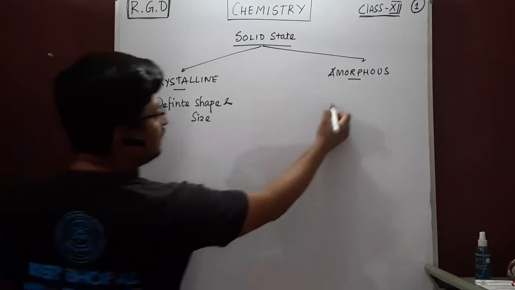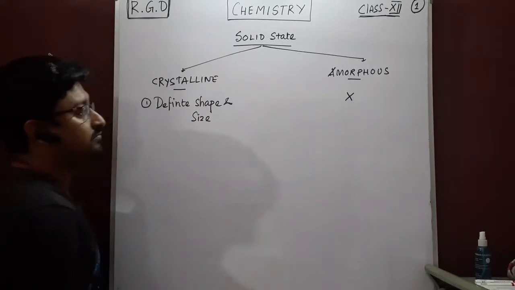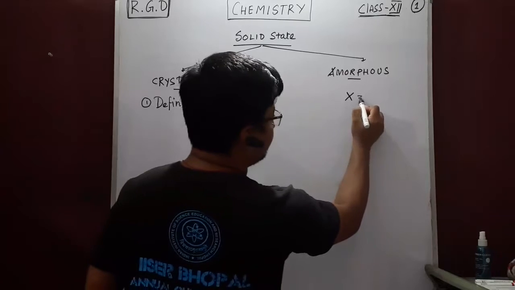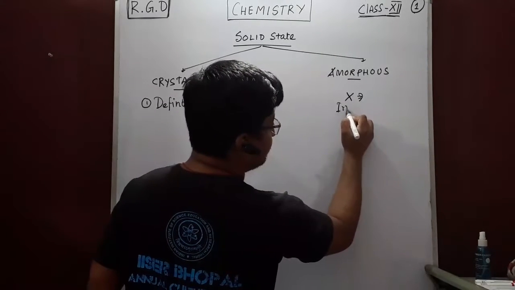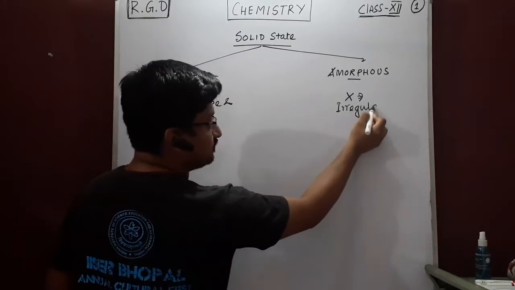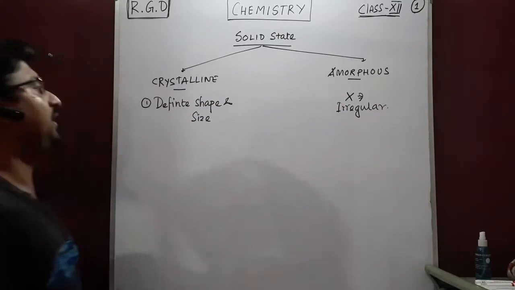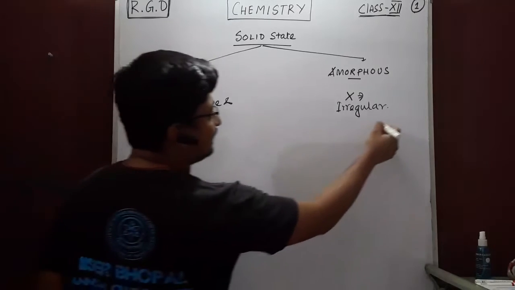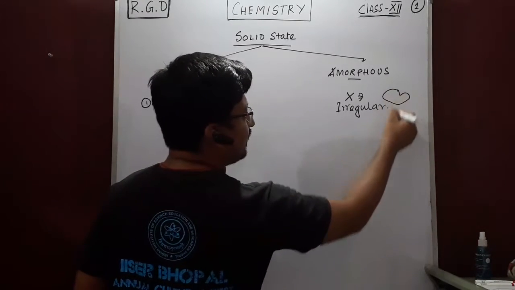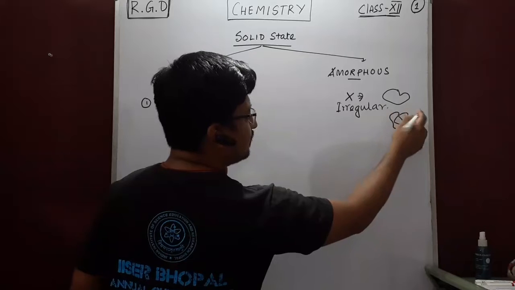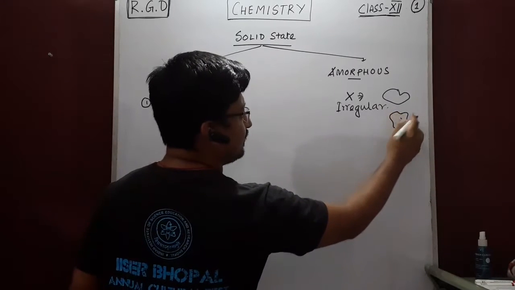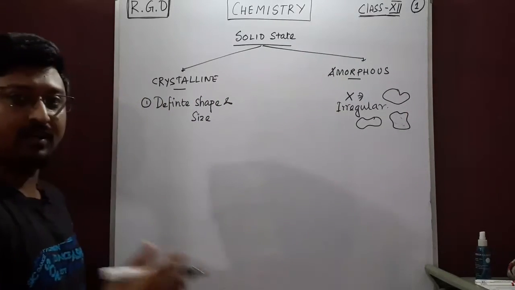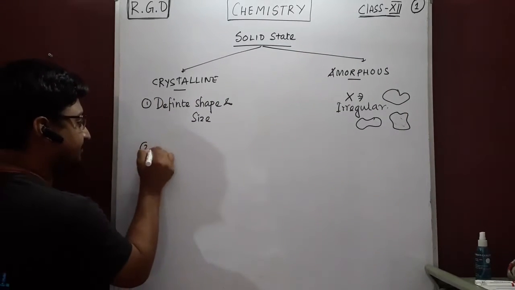Amorphous substances don't have a definite shape and size. Mostly they are irregular. It can happen this way, it can happen that way. Any of the shapes can happen, irregular kind of.